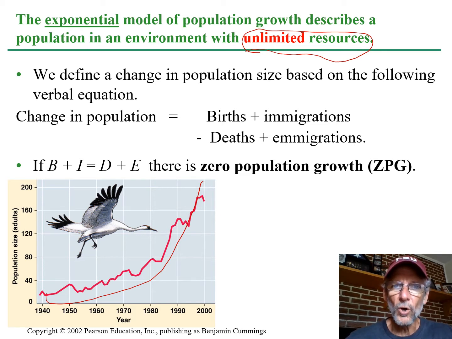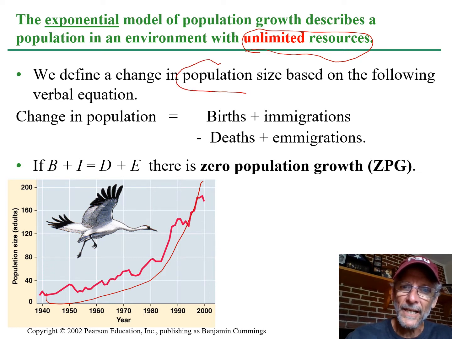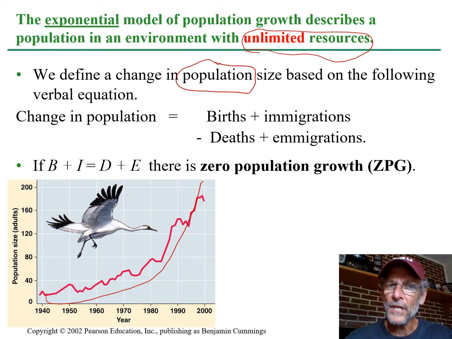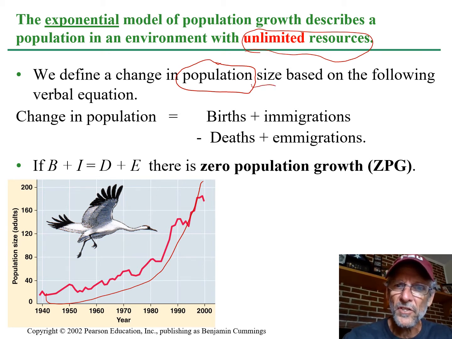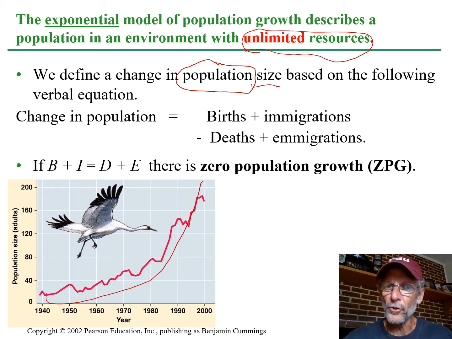So here, notice this word population in this unit is now being used more in terms of number, right? Population size, as opposed to the name that we call a group of the same species in the same place and time, a population. Now we're talking about the number of individuals in a population.